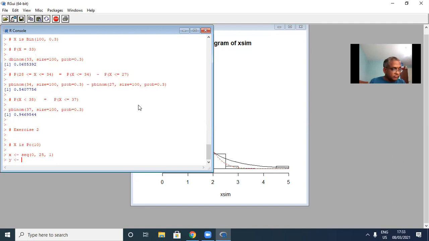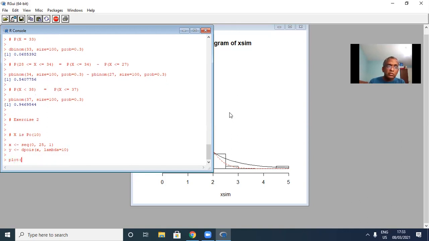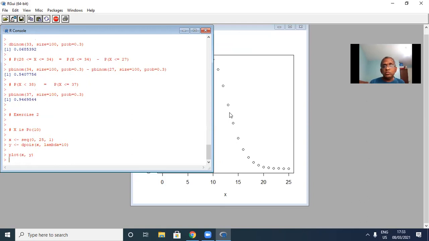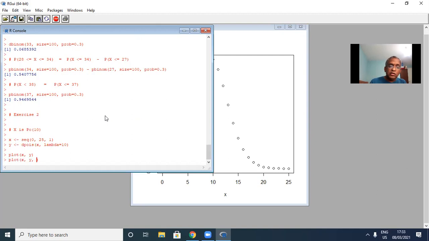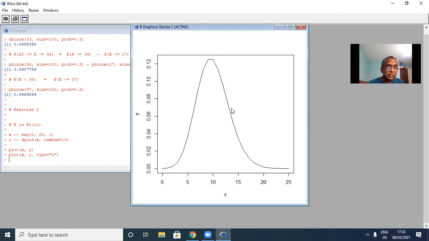Let Y be the density of the Poisson distribution at X with the rate parameter, the lambda parameter, equal to 10. Then you should say plot X comma Y. This is what you will get. So this is the density of the Poisson distribution with lambda equal to 10. If you say type equal to L, you will get this.